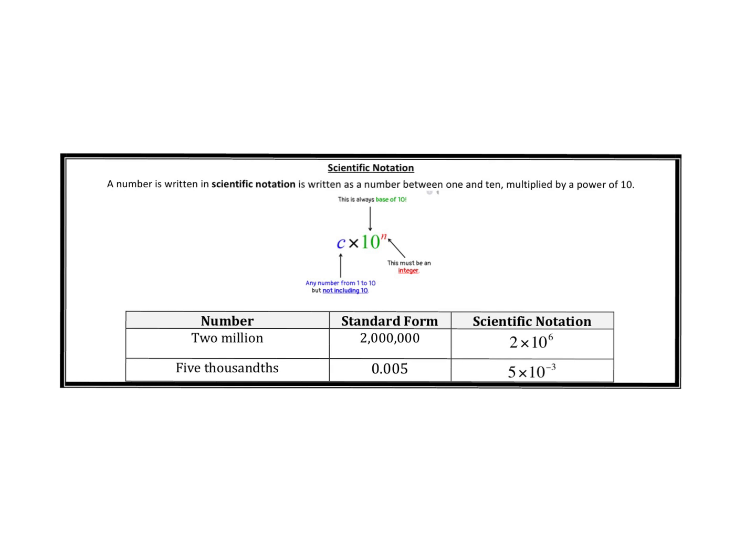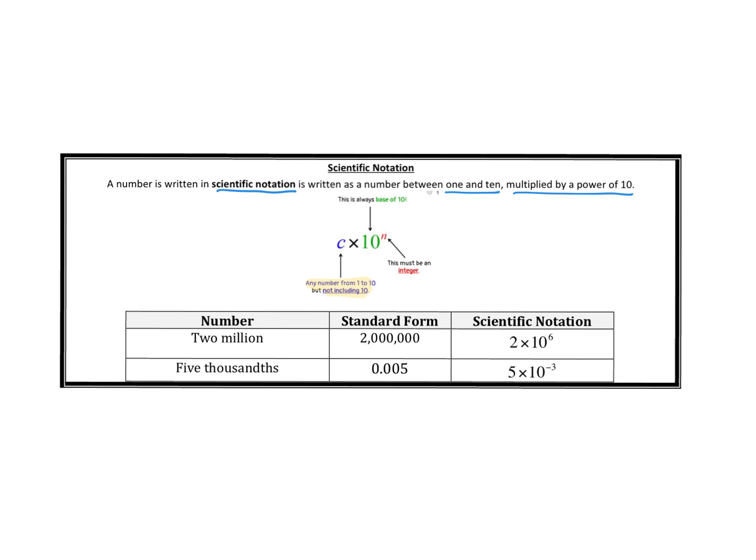And so our number that is written in scientific notation is written as a number that is between 1 and 10, and it's multiplied by a power of 10. So let's go ahead and take a look at this formula we have right here. It's C times 10 to the nth power. This letter C is always going to be a number that is between 1 and 10. It's greater than or equal to 1 and less than 10. It's always going to be multiplied by a 10 to something power. And the n must be an integer, meaning it either needs to be a positive or negative whole number.